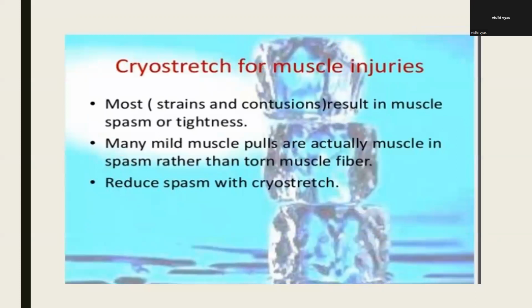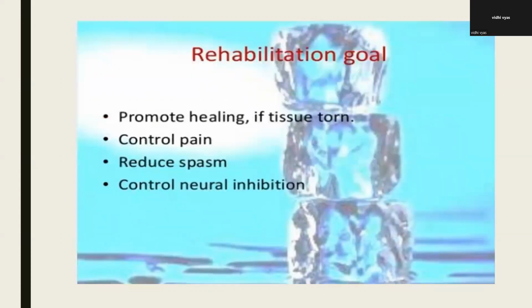Cryostretch for muscle injury. Muscle strain and contusion result in muscle spasm or tightness. Many mild muscle pulls are actually muscle in spasm rather than torn muscle fiber. Reduce spasm with cryostretch.